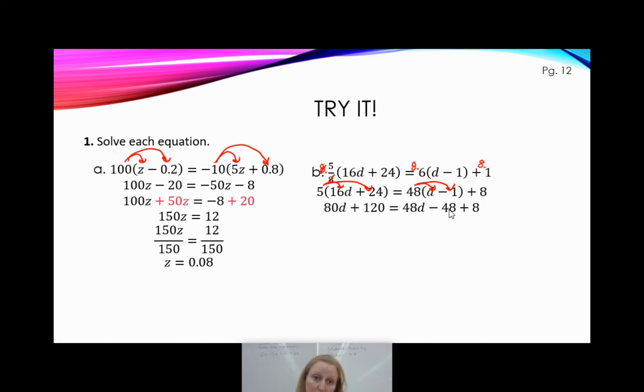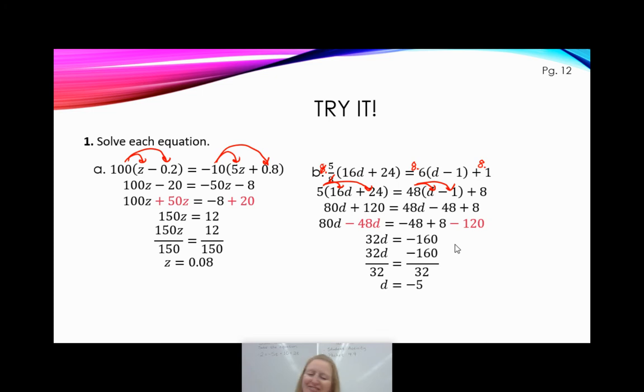I do have d's on both sides. I have variables on both sides. So I'm going to collect everybody on the same side. I'm going to go ahead and subtract. That is a positive 48d, so I'm going to subtract 48d to move it to the other side. I'm going to subtract that 120 to move it to that side. And then it's a matter of cleanup. Thank goodness I have a calculator. 80d minus 48d gives me 32d. And if I use my calculator correctly, negative 48 plus 8 minus 120 is a negative 160. If I divide both sides by 32, I find out that d is a negative 5. Yay.